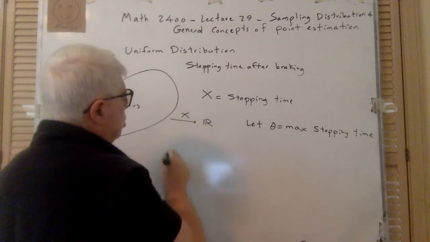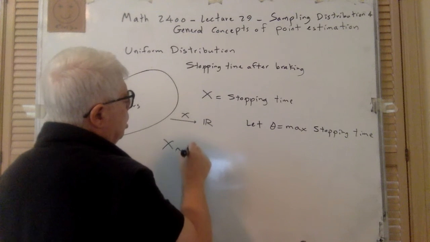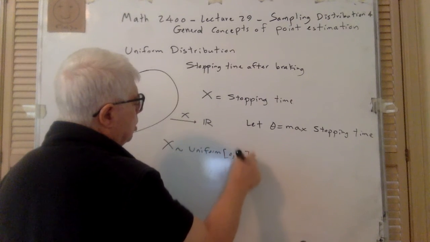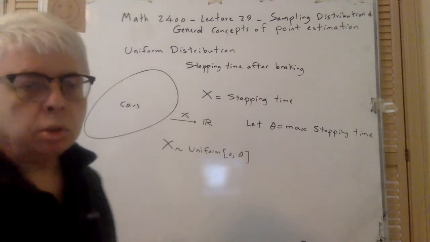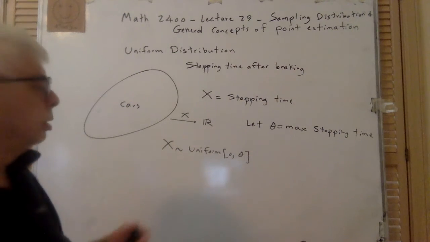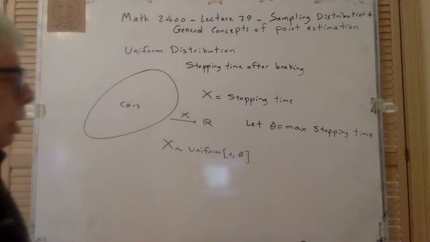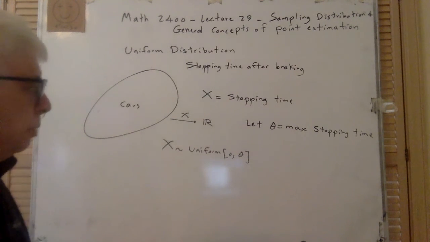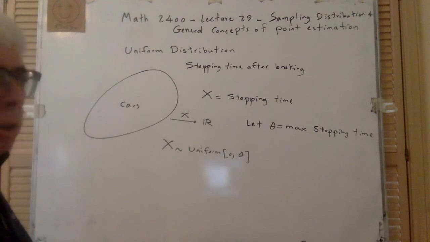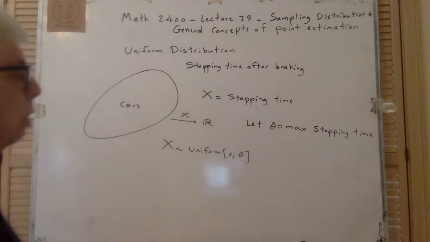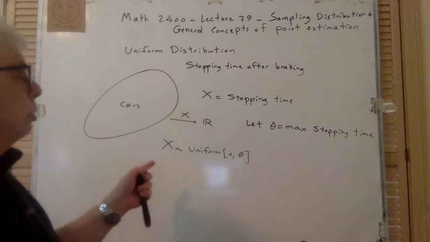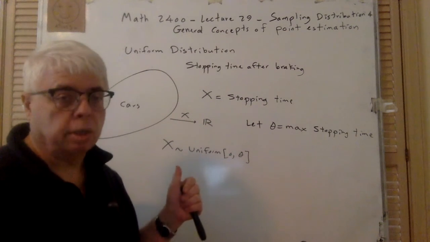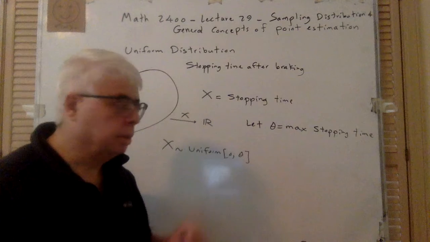Then we say that X is uniform on zero to theta, which means that for any car, X of that car is a number between zero and theta, and it's uniform, which means it can be any number between zero and theta. So it makes sense to assume that the stopping time of the cars has the uniform distribution between zero and theta, where theta is the maximum stopping time. So it doesn't go further than theta.